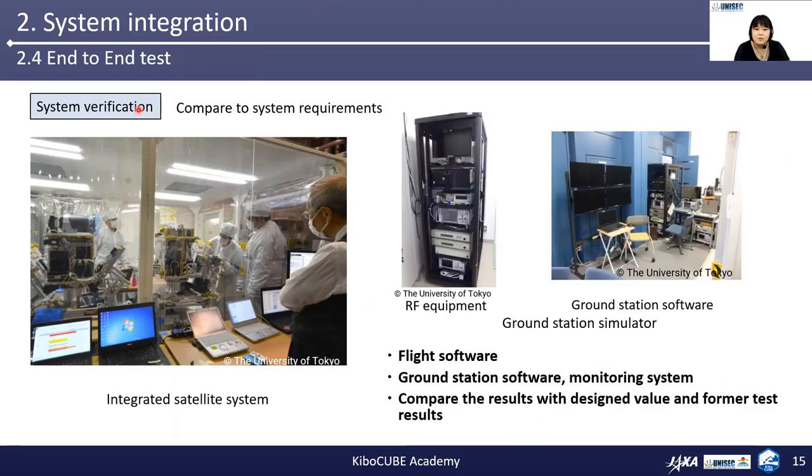For system verification, the end-to-end test is very important for flight software verification. In this phase, all telemetry and command verification are performed using equivalent RF equipment and the software system of the ground station. The test results are compared to the system design and former test results, and they are also summarized in the report.